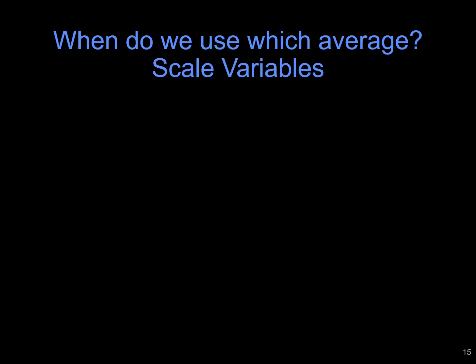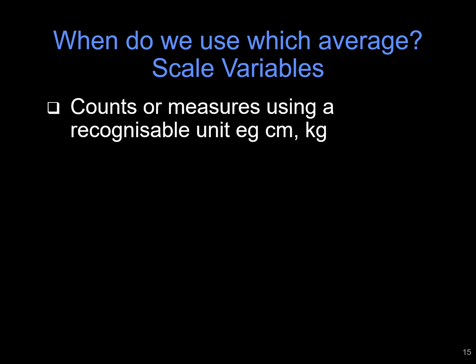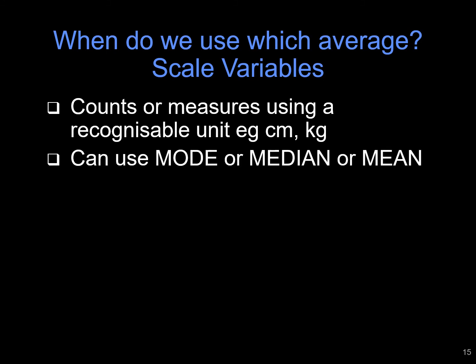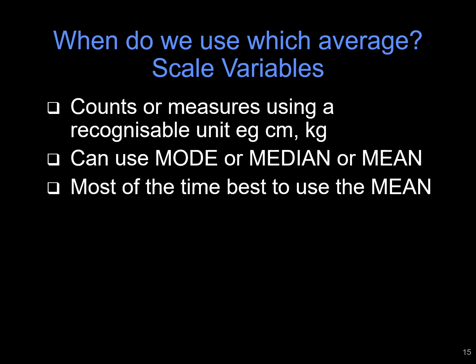So which average should we use if we have a discrete scale or continuous scale variable? So a reminder, a scale variable is one which can be counted or it's measured using a recognisable unit like centimetres, kilograms, etc. Now in fact you can use the mode or the median or the mean when it's a scale variable, but most of the time it's best to use the mean because the mean takes into account every single value, every single observation.